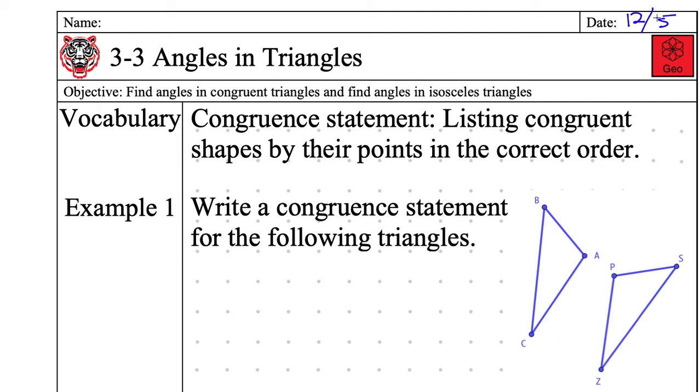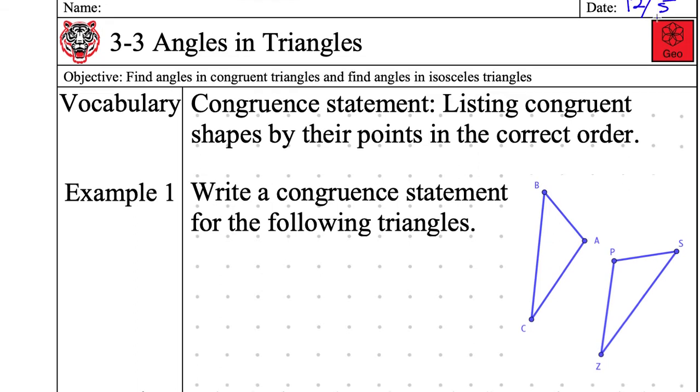Julian, can you read us our objective, please? Find angles in congruent triangles and find angles in isosceles triangles. Yeah, so everything today is angles, talking about triangles. So let's start off with some vocab. This will be a tool that will help you solve these. You might not even need this tool because you're just so good at geometry, but here it is.